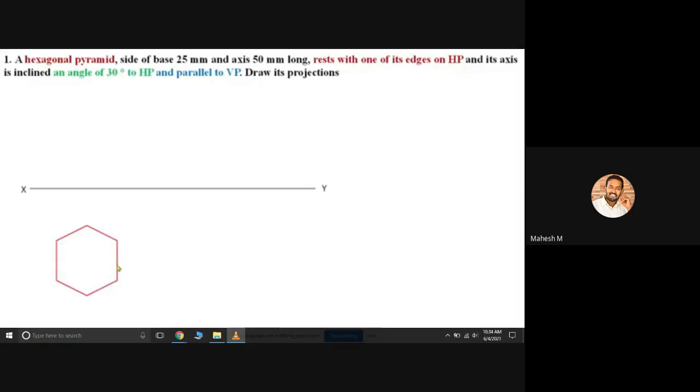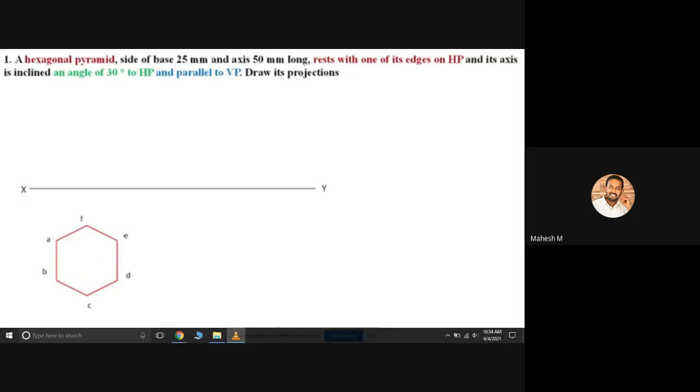Since it is a hexagonal pyramid, you should connect your center point with all the corners. So please remember that, and these lines should be connected with a dark line. So it is a component line. Please remember that it is a component line. So you should connect F and C with a dark line, and B and E with a dark line, and D and A with a dark line. So these three lines will be intersecting at one point. So that is our center point.